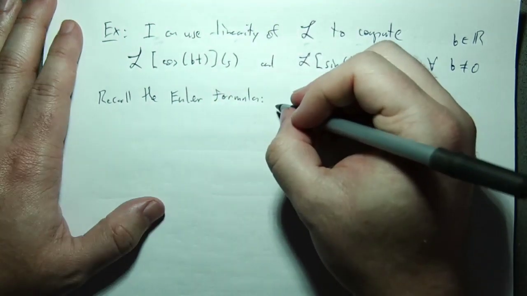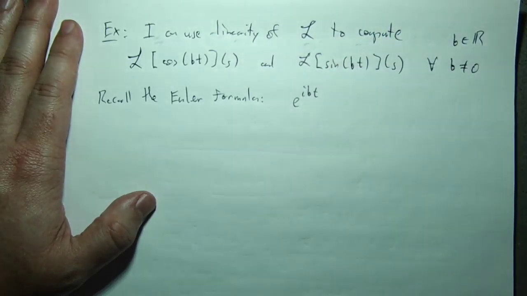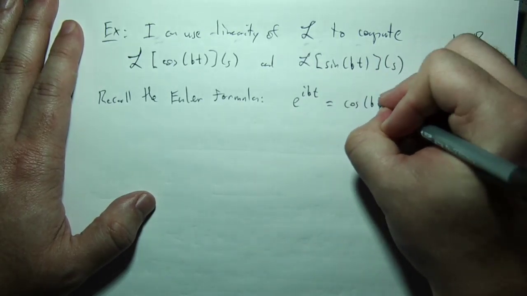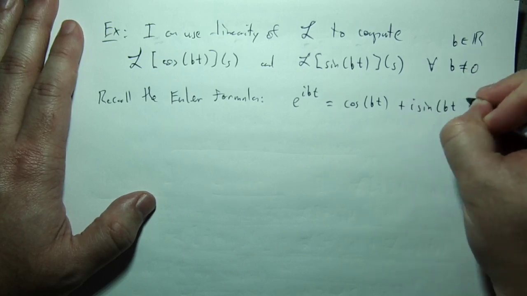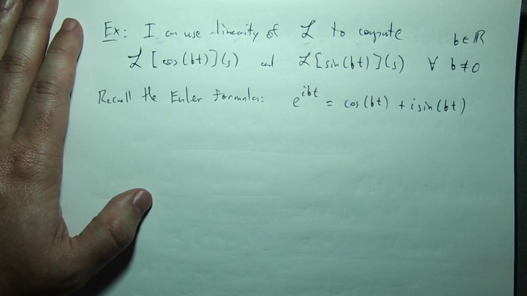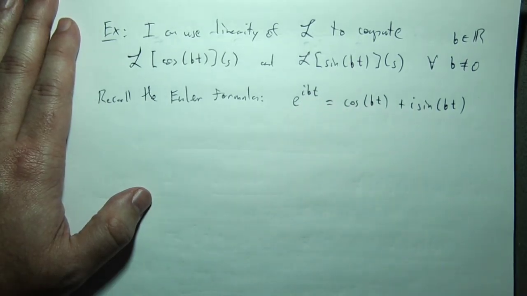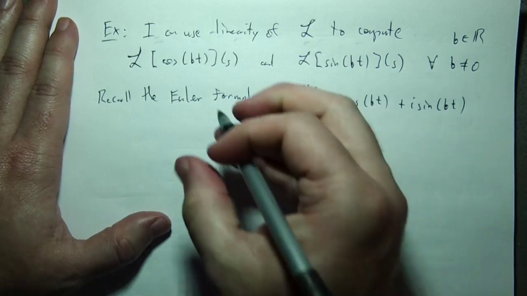All right, so Euler's formula says that e to the ibt is equal to cosine of bt plus i sine of bt. This is just the Euler formula. So instead of e to the i theta, theta is bt here. So there you go. There's our Euler formula.